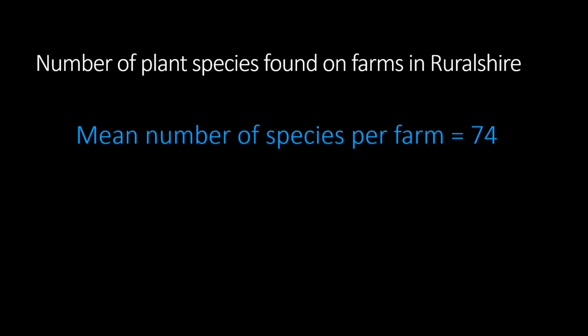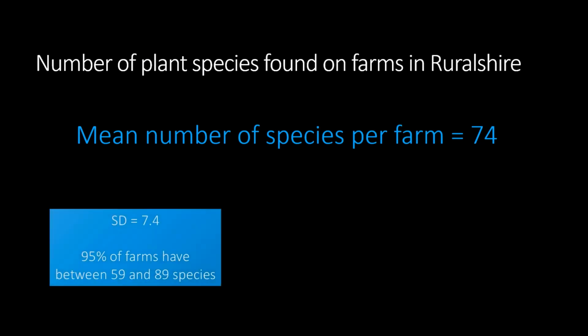So this is a fictitious study. We've taken a group of farms in a fictitious county, and we've worked out how many species of plant there are per farm on average. And the mean is 74. That sounds quite good. That's just the mean though. The standard deviation will influence what we think about these results a bit though. So let's take two possible examples.